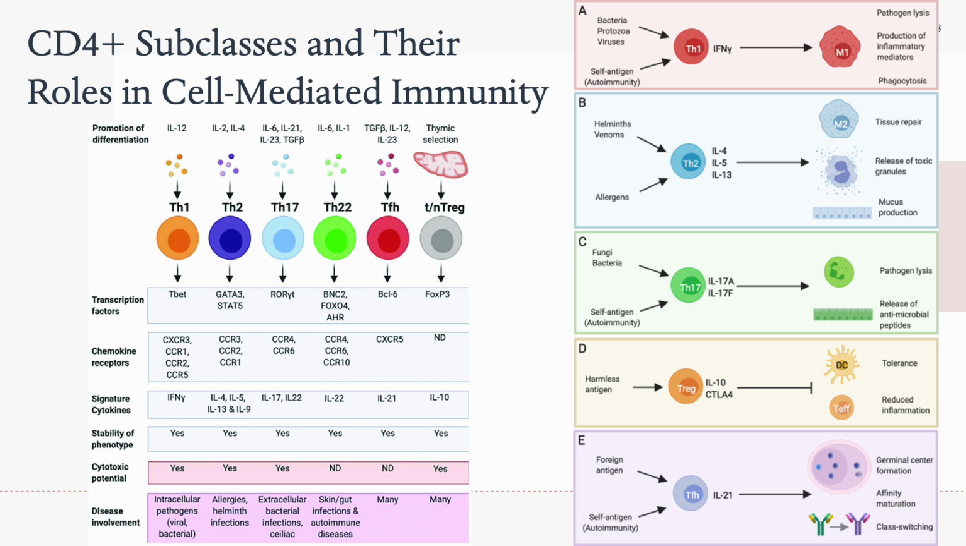TFH cells, unlike the other previously mentioned ones, reside in the germinal centers of lymphoid organs, helping B cells undergo affinity maturation and class switching to produce antibodies. Additionally, these cells can be identified based on the cytokines that they release and recognize, and their ability to perform their unique functions.